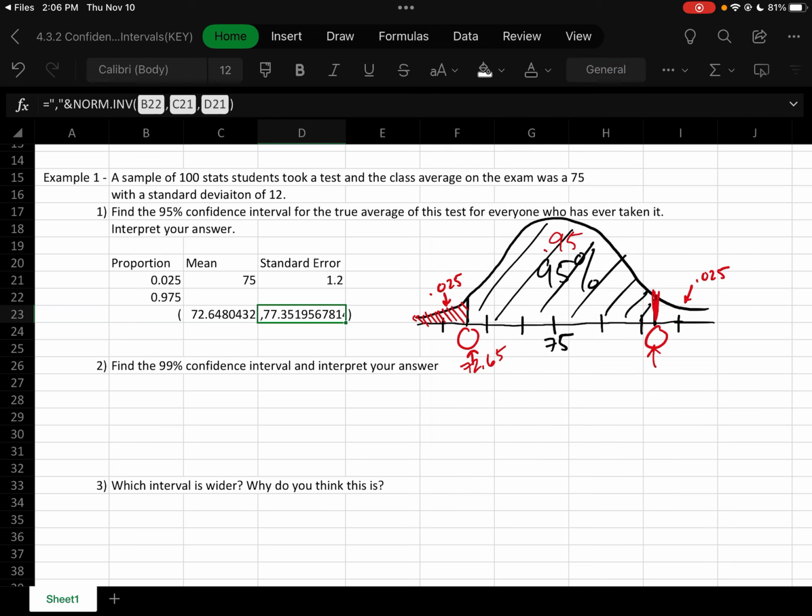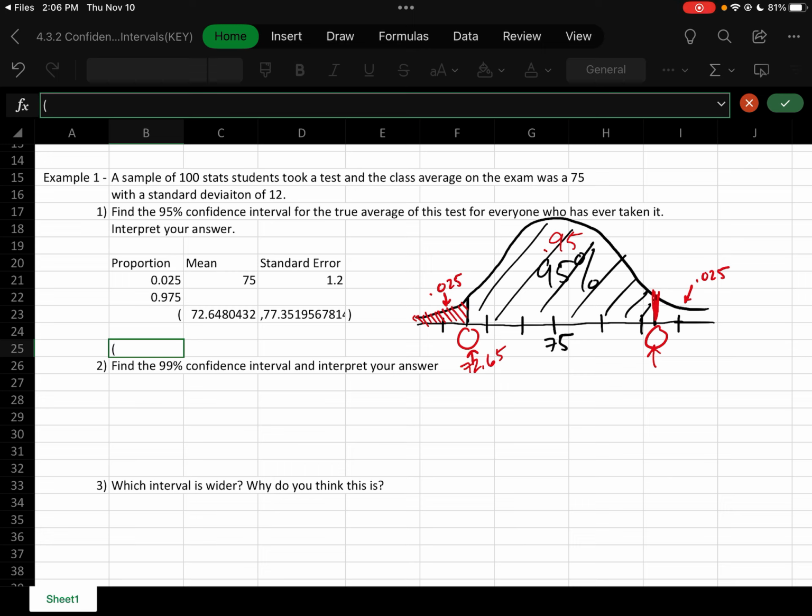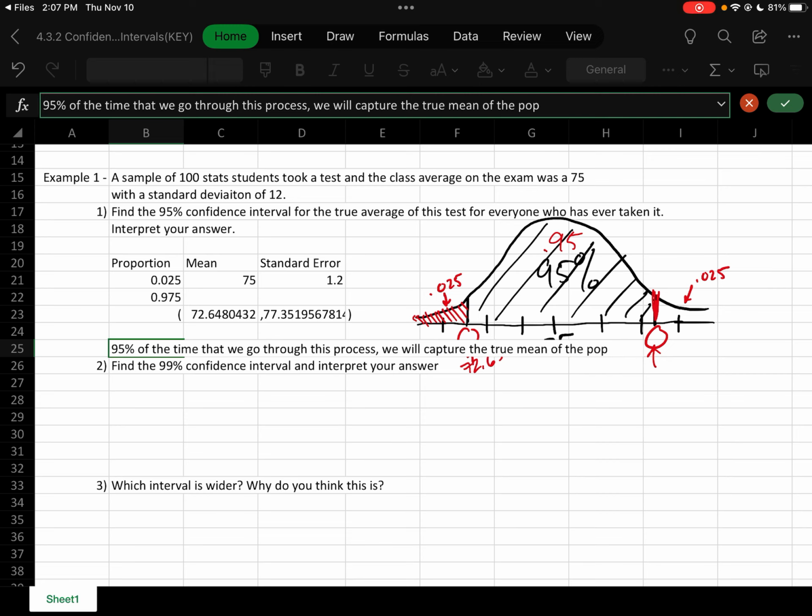All right, so there's my confidence interval. We have our lower bound, which is 72.65, and our upper bound, which is 77.35. And because it asks us to interpret this, what we would say is that 95% of the time that we go through this process, we will capture the true mean of the population.